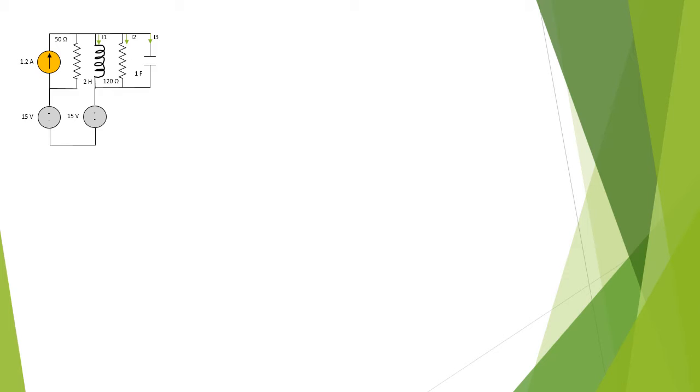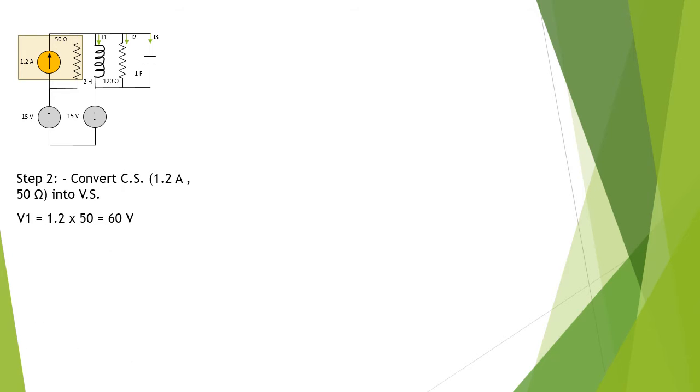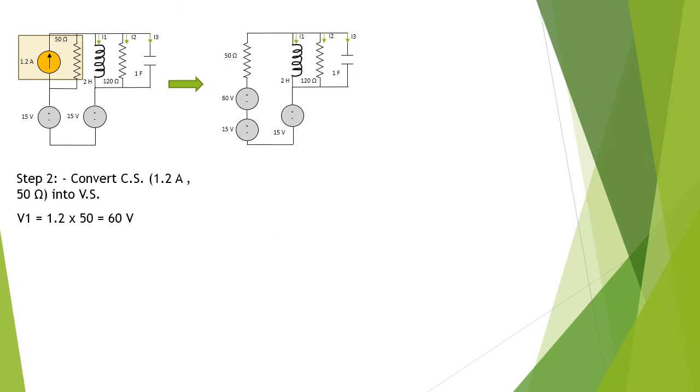Let us apply step number 2. First, what do you have to do? Convert this current source, 1.2 ampere and 50 ohm. This is the practical current source which we have to convert into a voltage source. To do so, we have to find the value of the voltage. By using Ohm's law, voltage is equal to current into resistance. Current is 1.2 ampere, resistance is 50 ohms, so we get a voltage of 60 volt. So now replace this current source by a voltage source. This is the new circuit which replaces the current source with a voltage source.